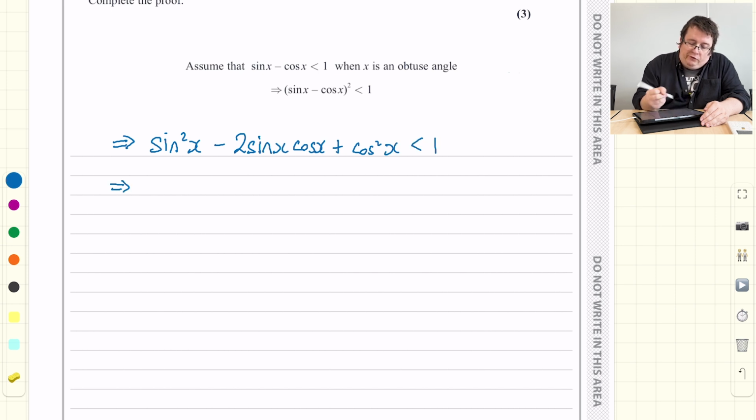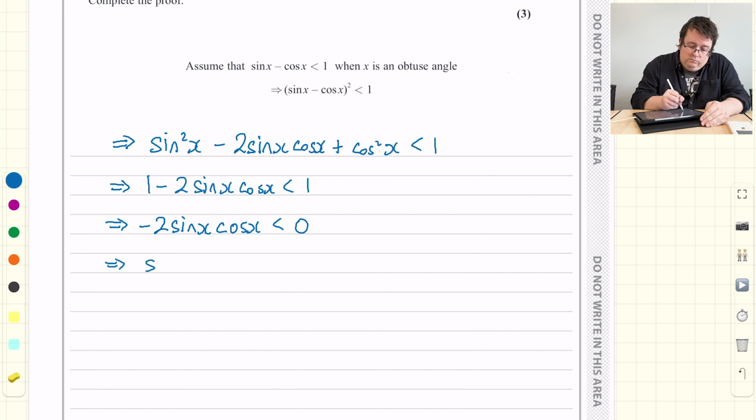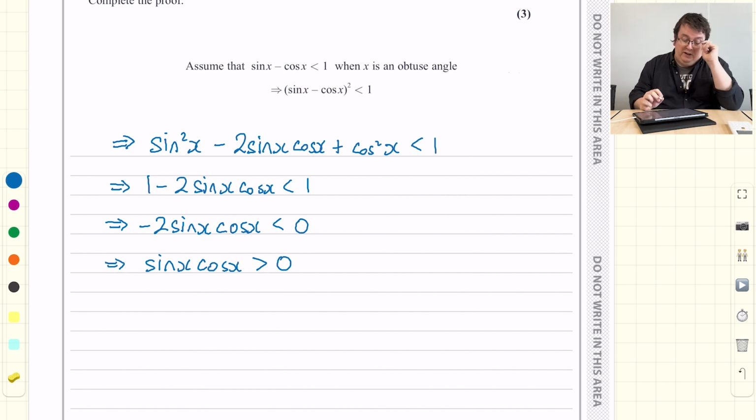Now, sine squared plus cos squared is, of course, 1. And if I subtract the 1 from both sides, and then divide both sides by minus 2, that, of course, flips the direction of the inequality because I'm dividing by a negative. So sin x cosine x would have to be greater than 0.